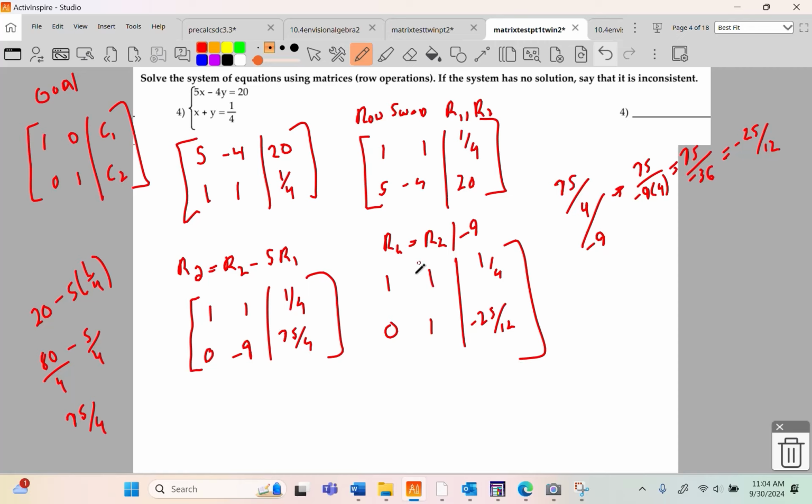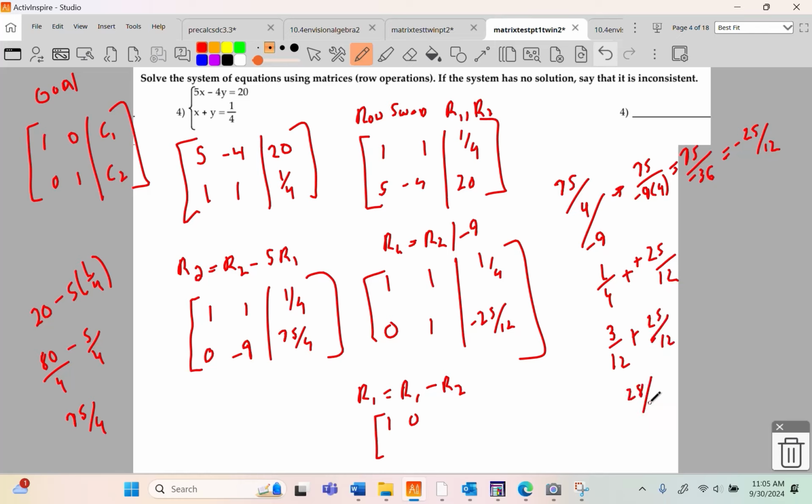And the last goal here is to make this guy a 0. So row 1 is row 1 minus row 2. 1 minus 0 is still 1. 1 minus 1 is 0. I'm doing 1/4 minus a -25/12. That's going to become plus plus, right? It's plus plus. I'm going to turn this into a 12, so I multiply by 3. That's 3 12s plus 25 12s, which is 28 12s. 28 and 12 are both divisible by 4, becomes 7/3.